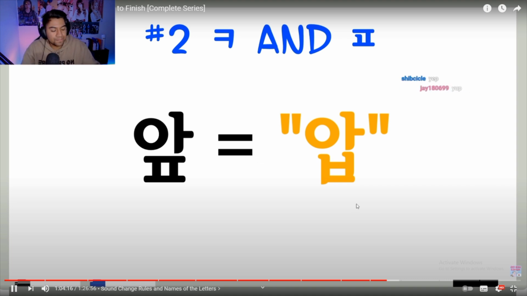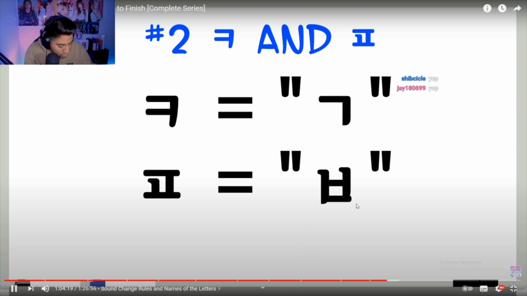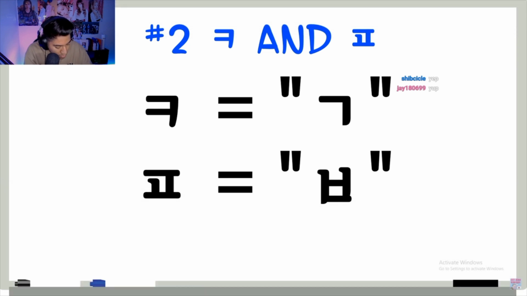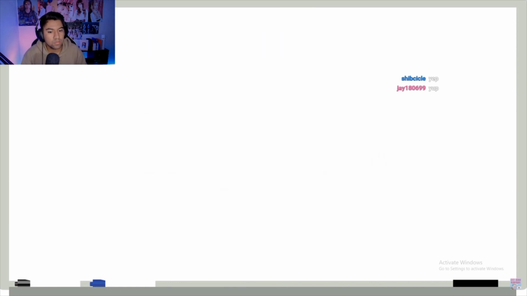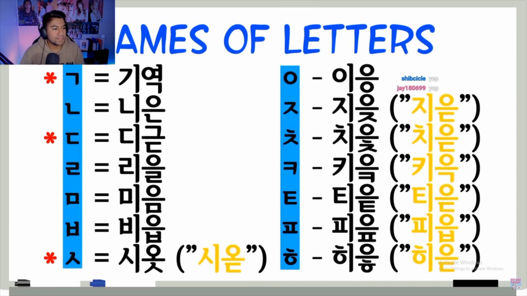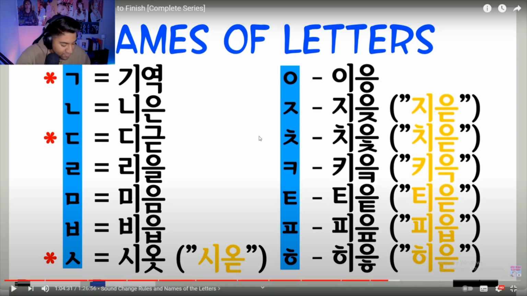Yep. After all, it would be pretty difficult to say a strong consonant at the end of a syllable anyway, so this rule makes a lot of sense too. So now we've learned two of the most basic and important sound change rules. But before we go any further, let's go over the names of all of the letters of the alphabet. Oh, okay. This is what I've been wanting to learn.